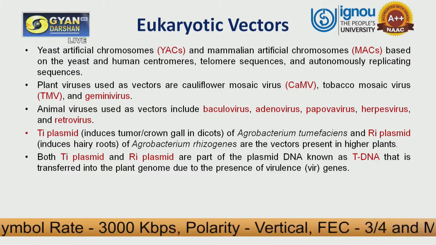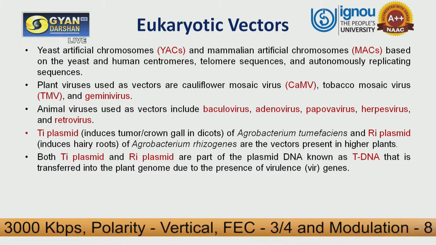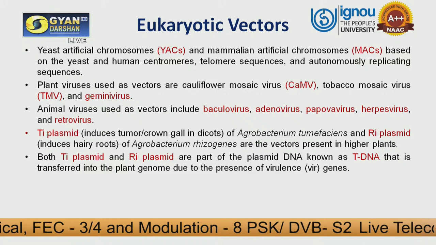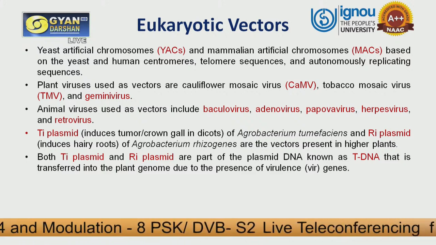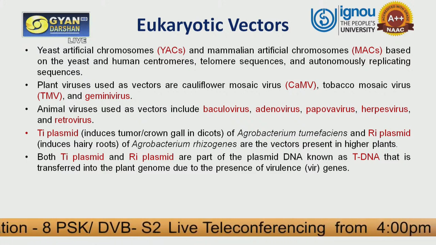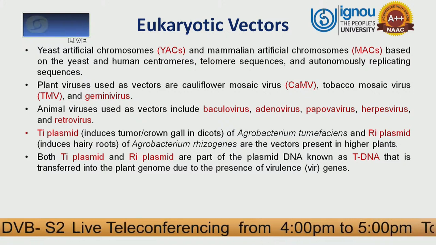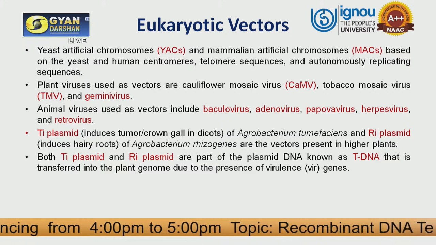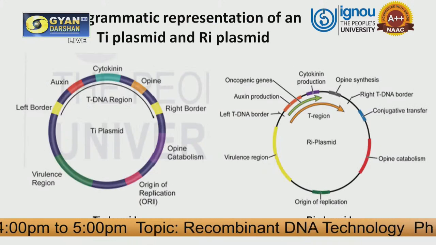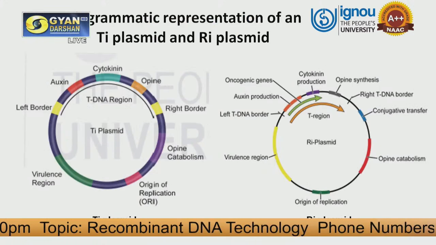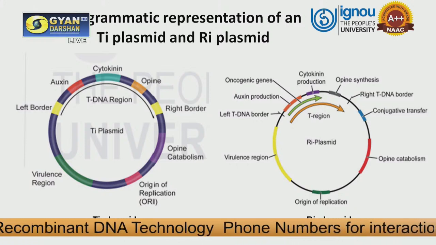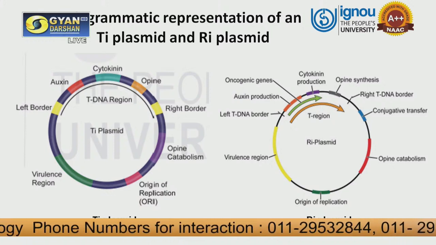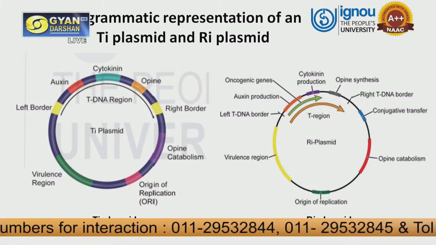Both Ti and Ri plasmids have a part of the plasmid DNA called T-DNA, and this is transferred into the plant genome due to the presence of another gene, called the vir gene, which is responsible for its virulence. Now, coming to this diagrammatic representation of both the Ti plasmid and Ri plasmid, here you can see that there are certain genes which are present.